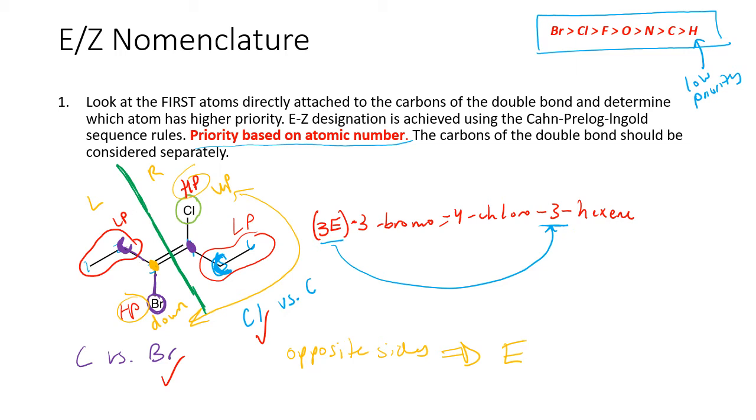Some books or people might take a shortcut and they don't put the number out front. If there's just one double bond, they might get lazy, but you are technically supposed to list the number out in front of the stereochemistry, because once you have multiple double bonds, you would have to differentiate them. So those two numbers match there.